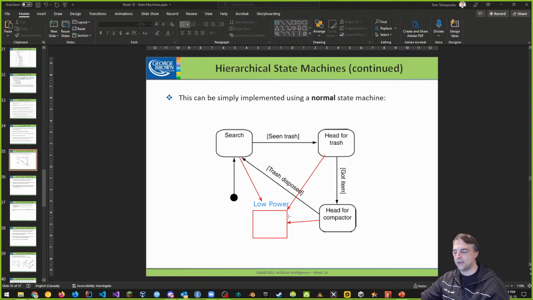And what about if I go from low power? I'm not low power anymore. I go back to the previous state, so I can go back to there. And then from low power, I can go back to head to trash. From low power, I can go head to the compactor, right? So just having this one state adds a bunch of transitions, which makes no sense, right? Really, if you think about it, low power is an external state that has nothing to do with its actions, okay?